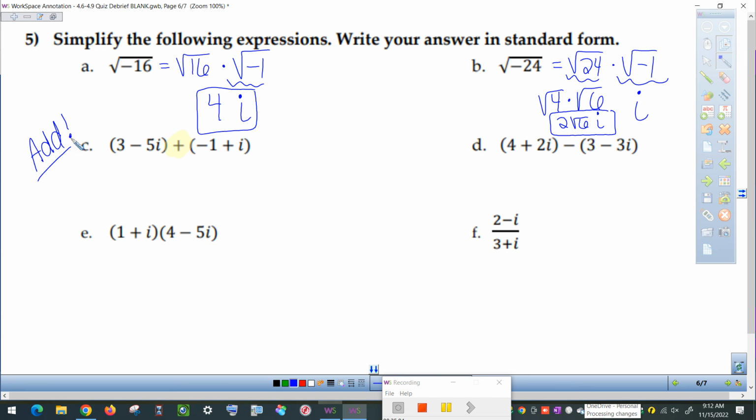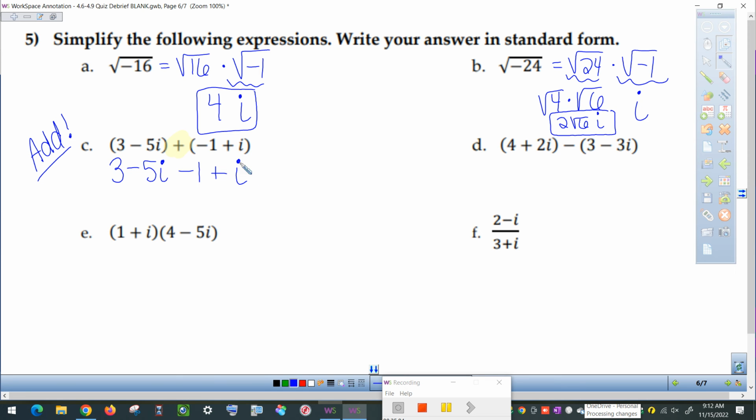I know it looks a little confusing when you have two sets of parentheses. A lot of times our brains think, okay, we need to multiply, we need to FOIL. That's what we've done in the past when we see this. But if you have a plus sign in between them, we're just adding the like terms together. In fact, you could write this without parentheses, 3 minus 5i plus negative 1, like this, and then plus i at the end.